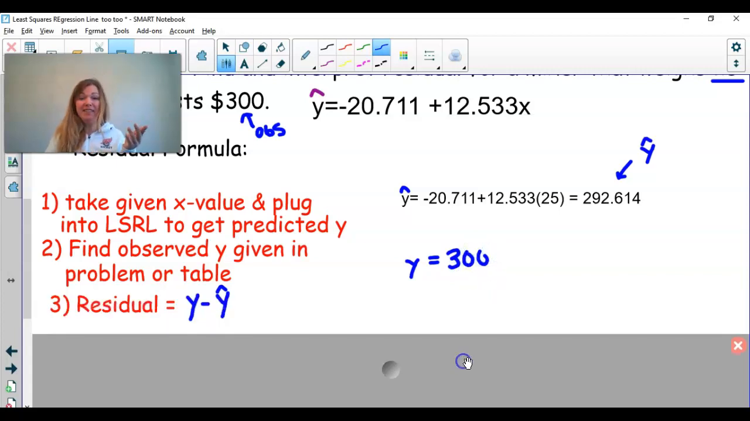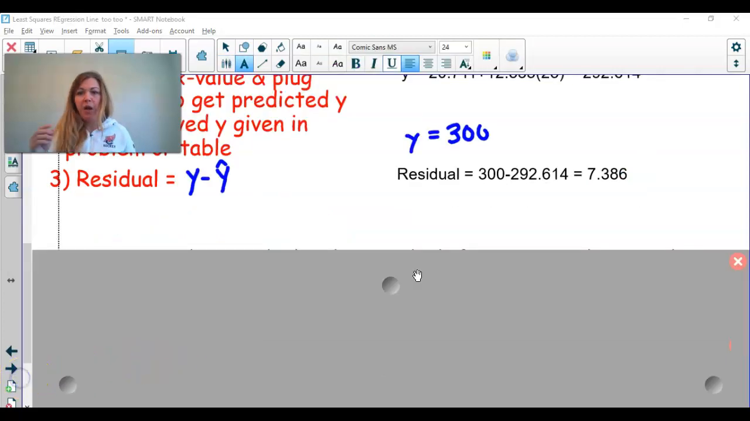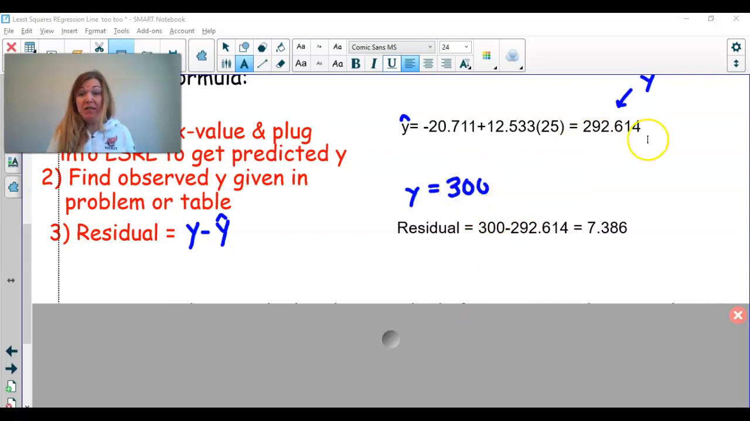Step three, find the residual. And the residual's formula is y minus y hat. It is our observed minus our predicted. So let's go ahead and do that now. Okay, so we took that observed minus the predicted to get 7.386. That's the value of our residual. Step one, step two, step three. Now again, you'll have to interpret what that residual means.